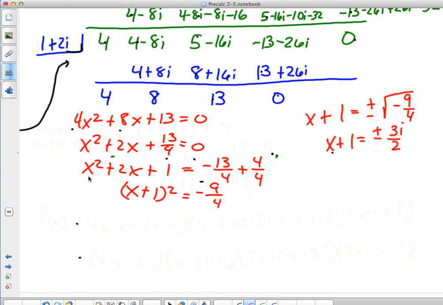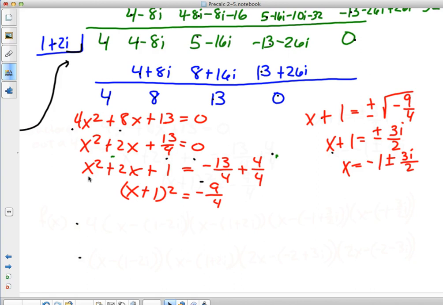Now, my last thing, I've got x equals negative 1 plus or minus 3i over 2. So are you okay with my other two zeros that I needed to find in this function? Yes, no, maybe.